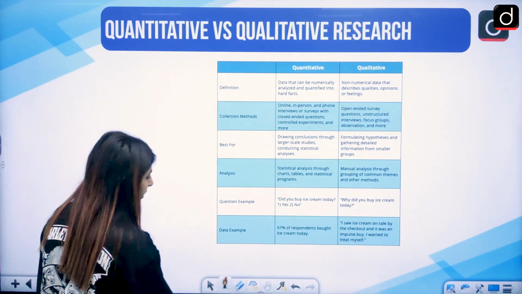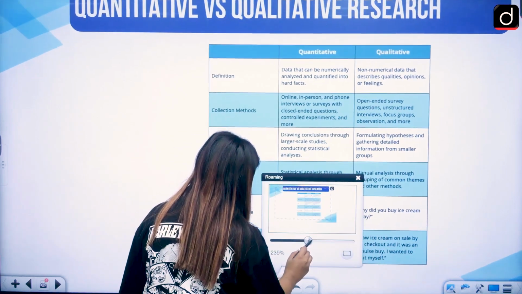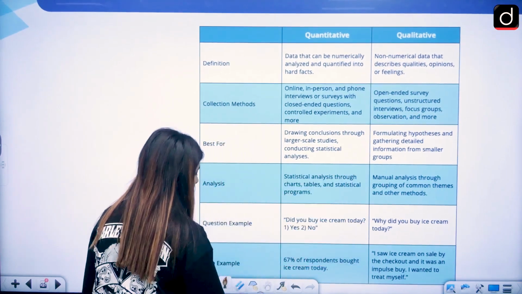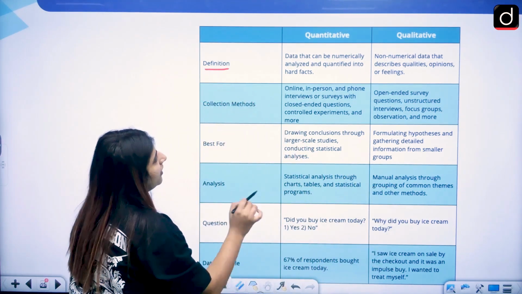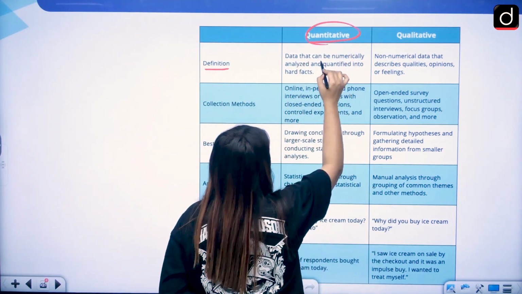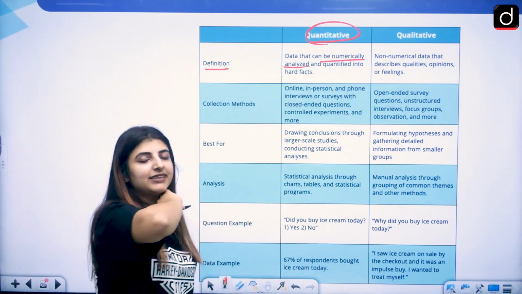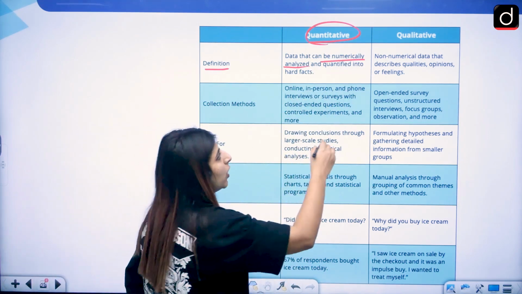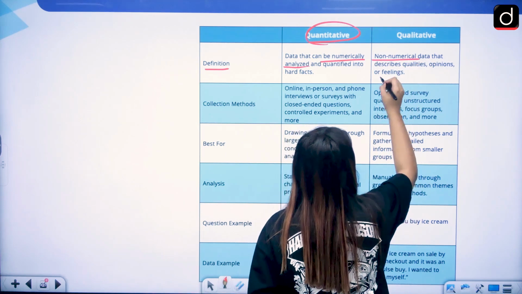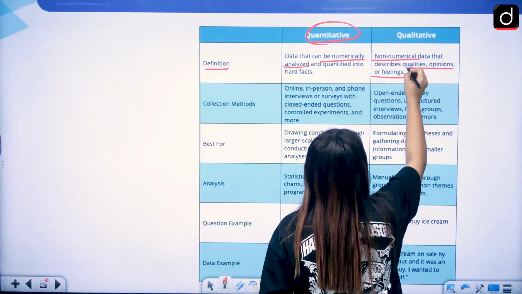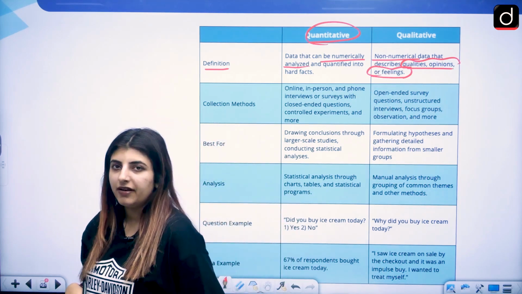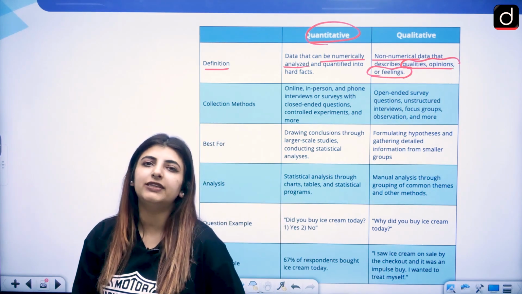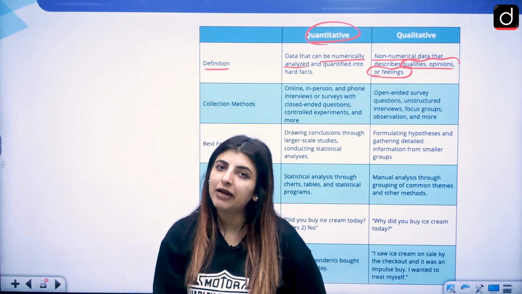So again, quantitative, qualitative, let me increase the size a little bit for you all so that it is clear, right? Come back here. Definition. Quantitative means data can be numerically analyzed, hence it can be measured. Qualitative is non-numerical, hence it cannot be measured, but it includes quality, opinions or feelings of someone. Right? How do you feel when you lost? How did you feel when you lost your grandmother?